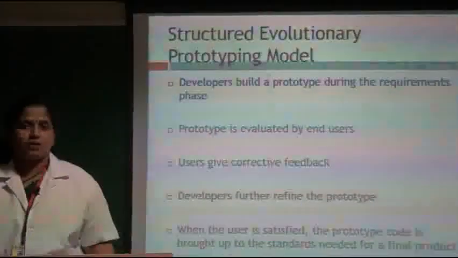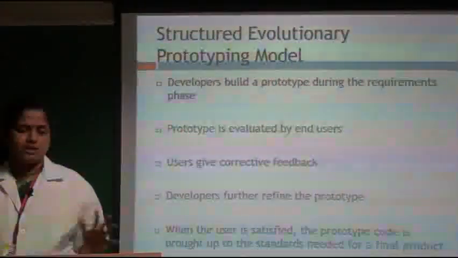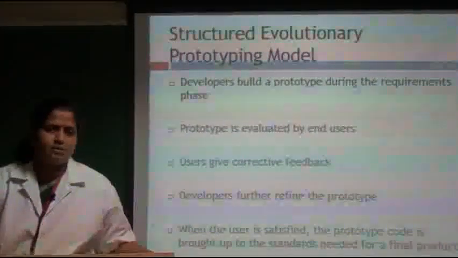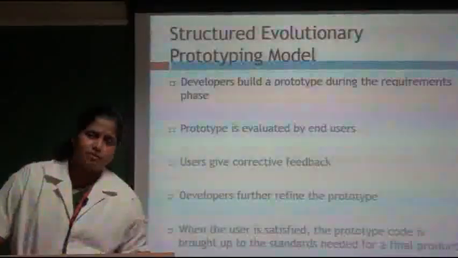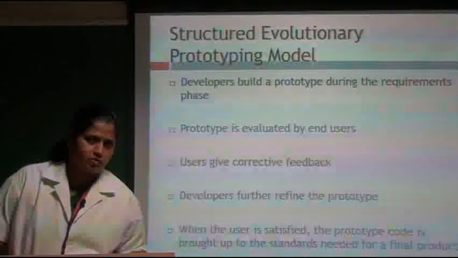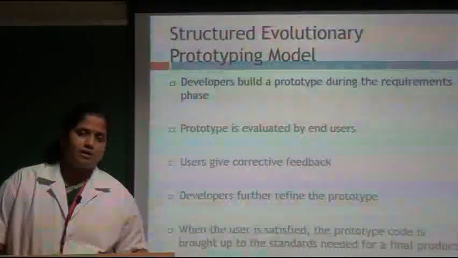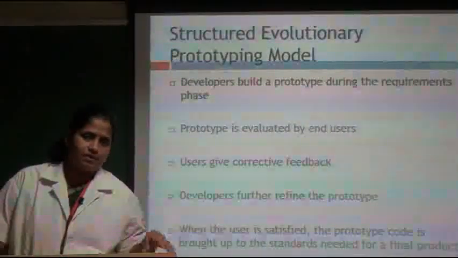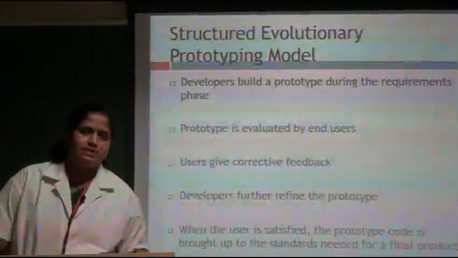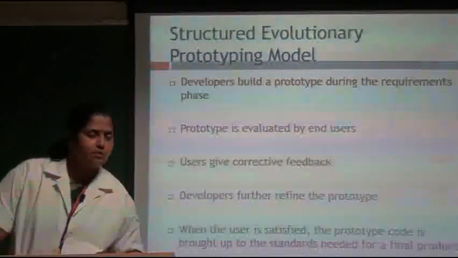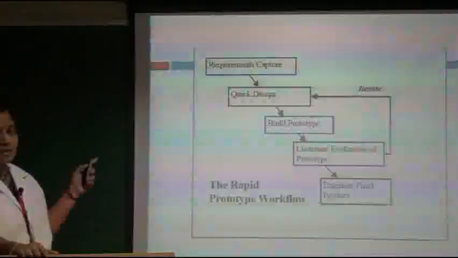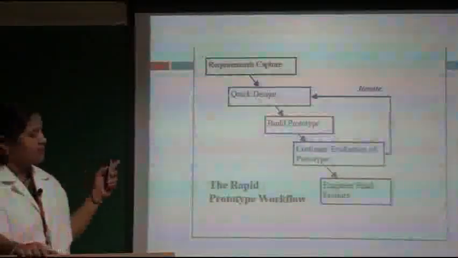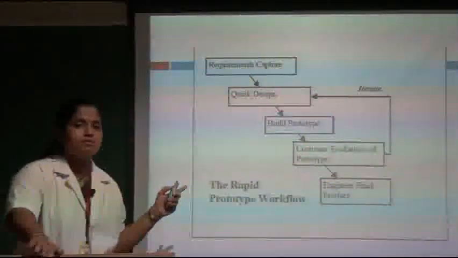So in the prototype model, after getting the requirements, the prototype is immediately built. It will be given to the users to check the function of the software. If everything is okay, fine, otherwise this loop iterates till the user is satisfied with the prototype. This is capturing requirements from the customer. And then quick design, because for a prototype you don't do the complete design.